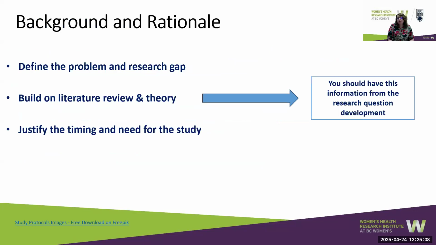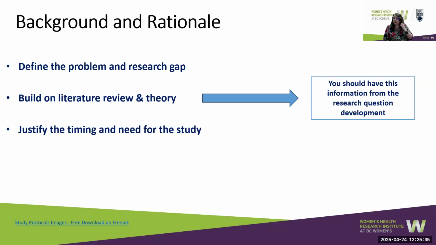Background and rationale. I think this is the most important part of your study protocol, because it's actually explaining what you're going to do. And it's related to our previous document: problem and research gaps, literature review, theory, timing, and what you need for the study. When you develop your research question, you already had all this information.